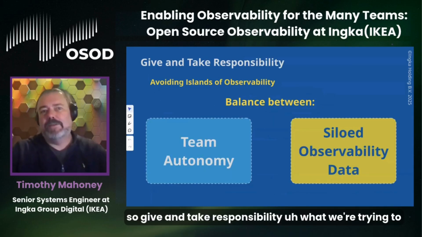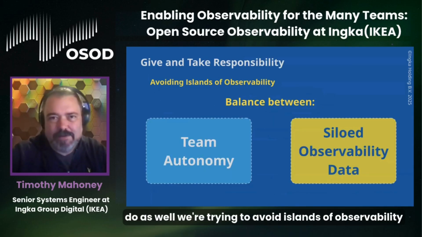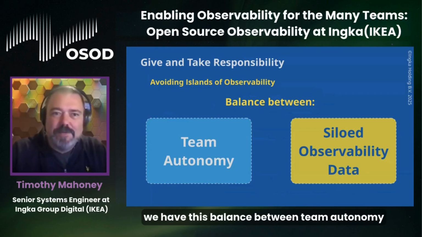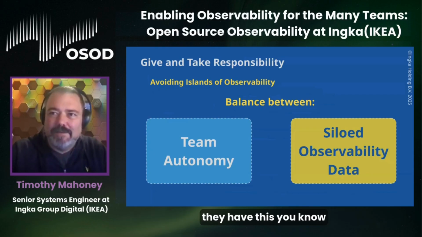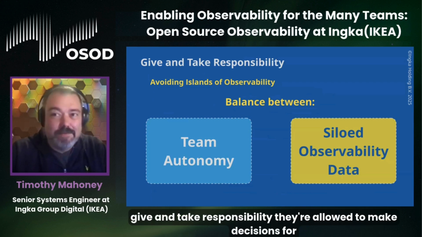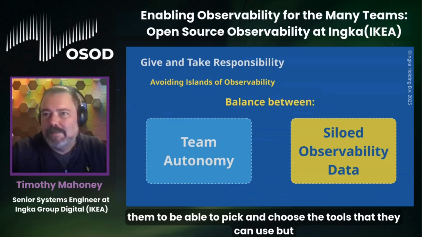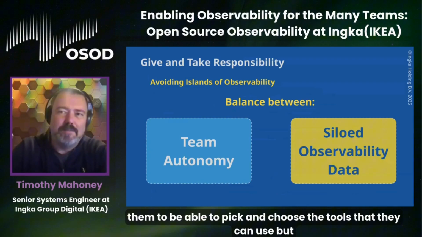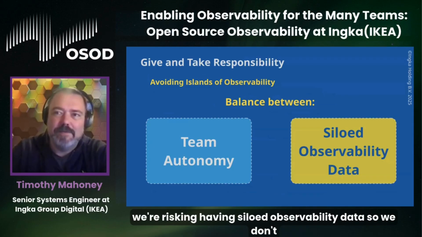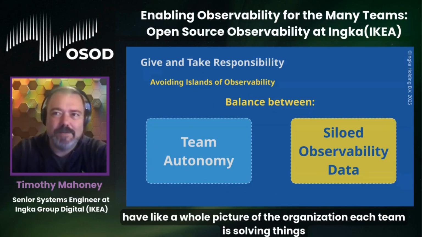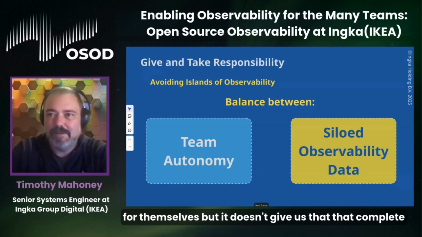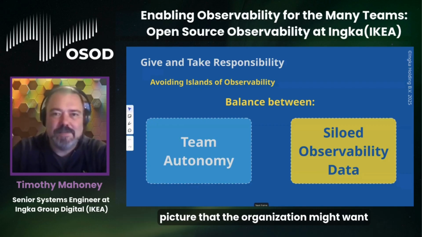So give and take responsibility is what we're trying to do as well. We're trying to avoid islands of observability. We have this balance with team autonomy. They have this give and take responsibility. They're allowed to make decisions for themselves. We want them to be different with meaning. We want them to be able to pick and choose the tools that they can use. But we're risking having siloed observability data. So we don't have a whole picture of the organization. Each team is solving things for themselves, but it doesn't give us that complete picture that the organization might want.